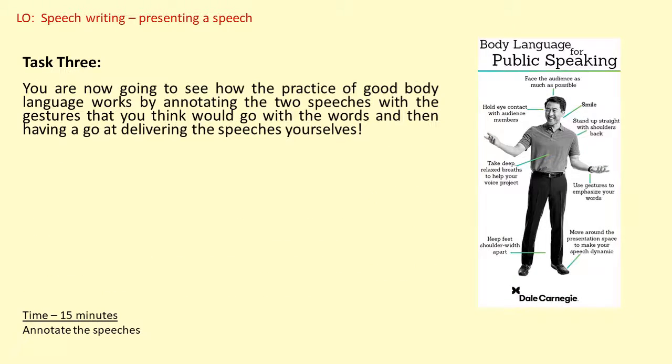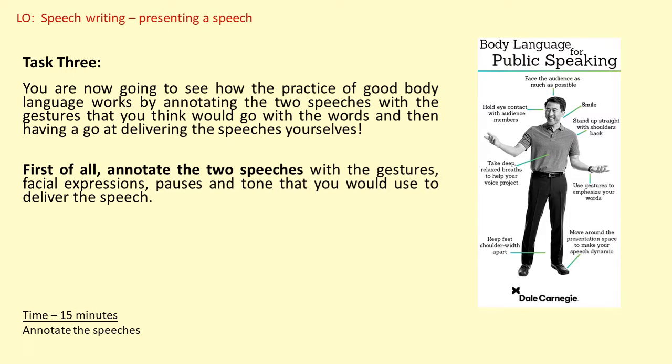Okay, task 3. You are now going to see how the practice of good body language works by annotating the 2 extracts from the speeches with the gestures that you think would go with the words, and then having a go at delivering the speeches yourselves. First of all, you need to annotate the 2 speeches with the gestures, facial expressions, pauses and tone you would use to deliver the speech. So for this, you need to reflect on what you just saw from the clips and then try and apply it yourselves to the extracts that you've been given, both of which are on class charts once more.